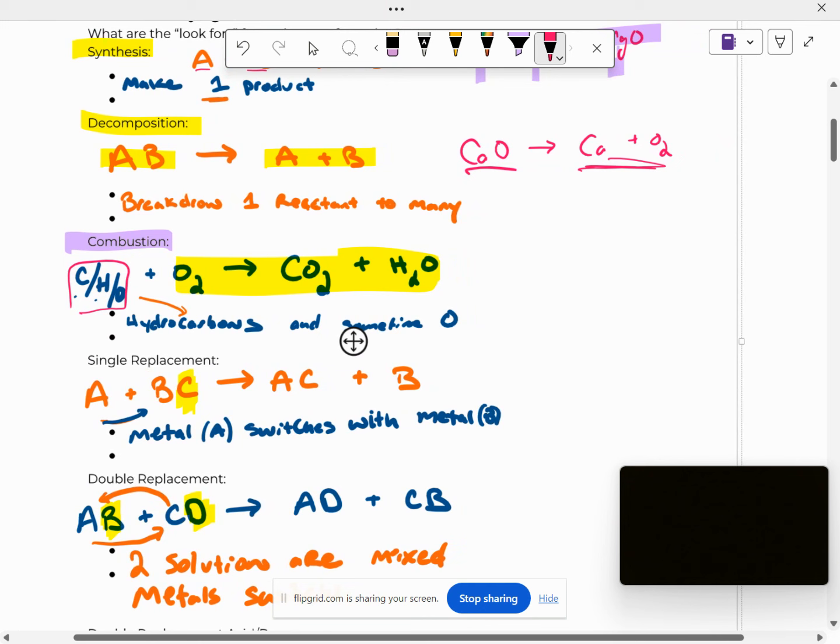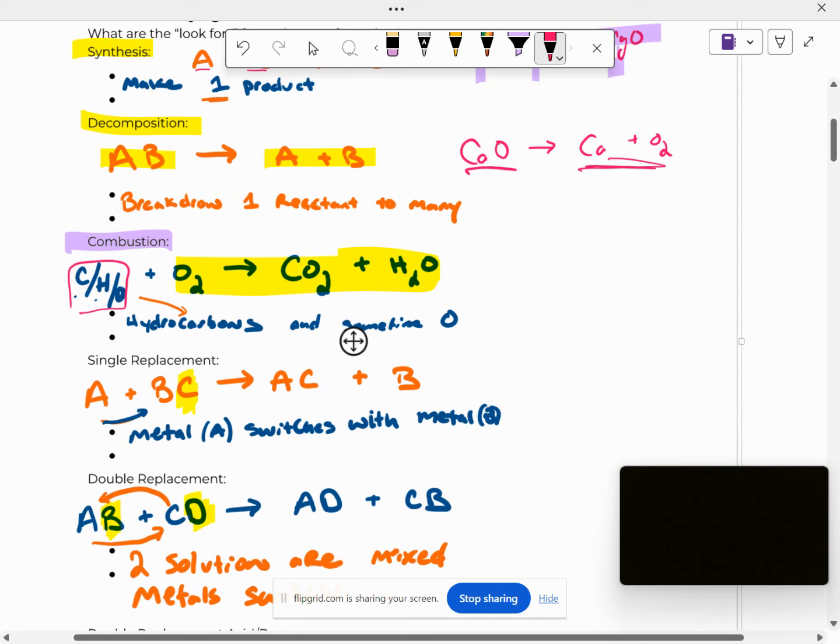Then here I got NaCl, I got 2 of them, and we make 1. If you make 1, that is a synthesis. Now this one looks like I got a double, 2 of each, but this is the base and this is the acid. So if you got H in the front and OH in the back, that is a double replacement acid base.